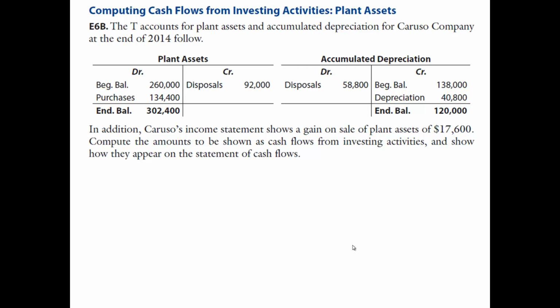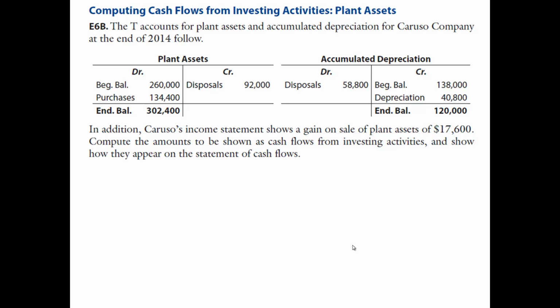In this example, we're looking at computing the cash flows from investing activities, particularly with plant assets. So you can see the T accounts in front of you for our plant assets, and their accompanying accumulated depreciation for our company. If we analyze what's going on with the T accounts, it will help us determine our cash flows from investing activities.